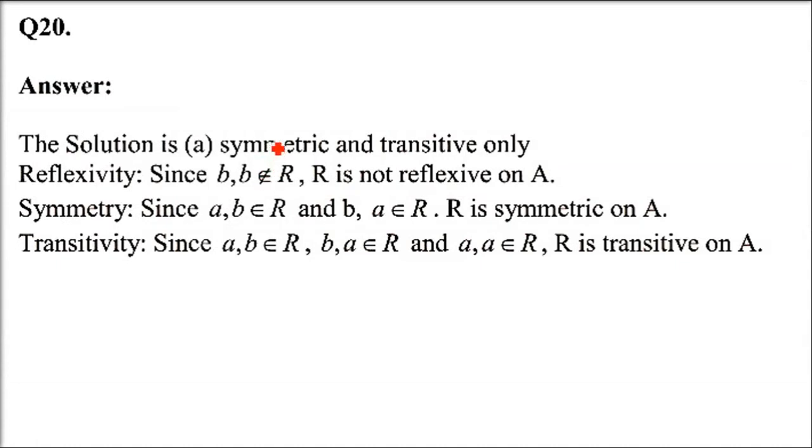Question number 20. A is equal to {A, B, C, D}. The set is A, B, C, D. Then the relation R is {(A, B), (B, A), (A, A)} on A. So the set is already given here: A, B, C and D. And the relation is also given.